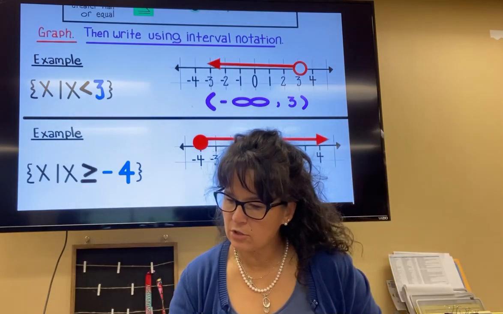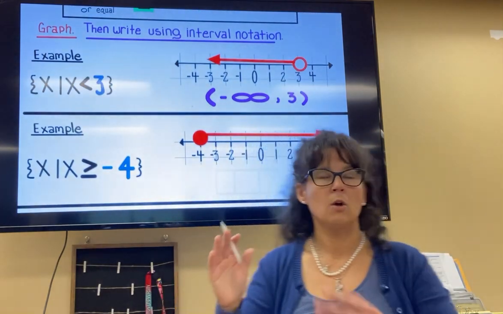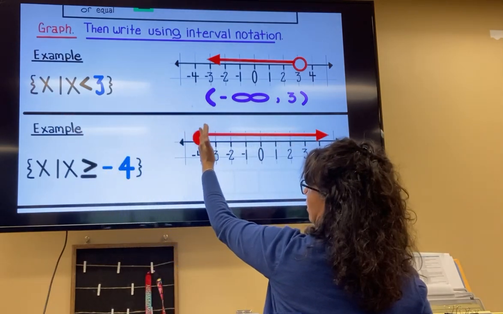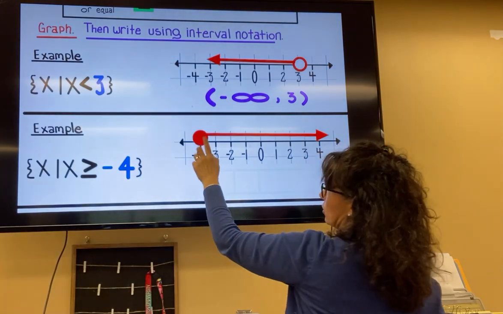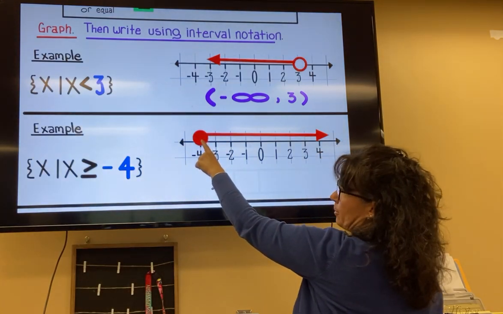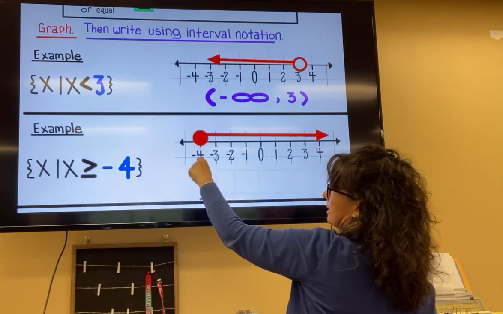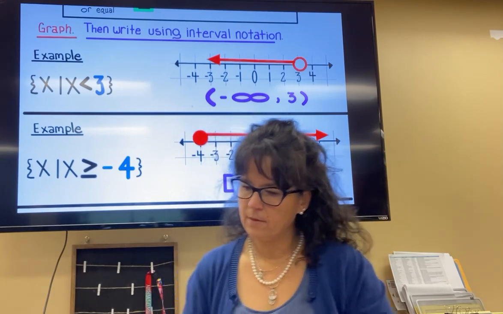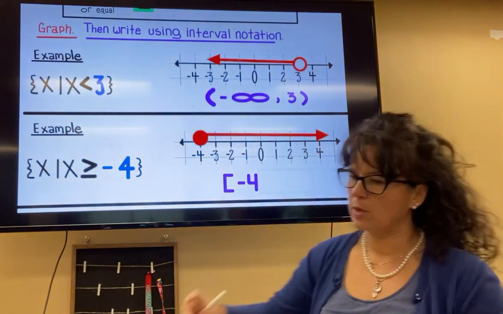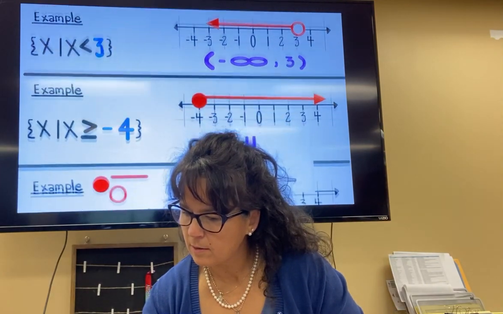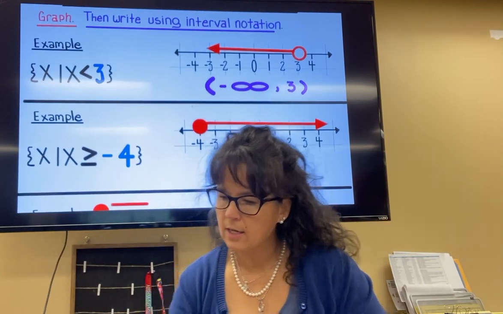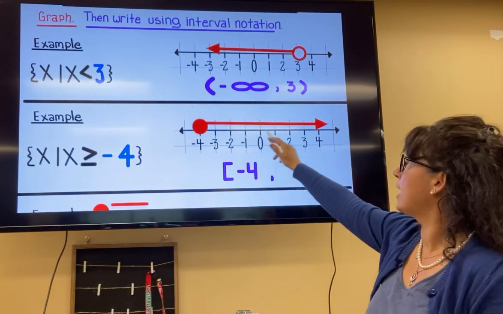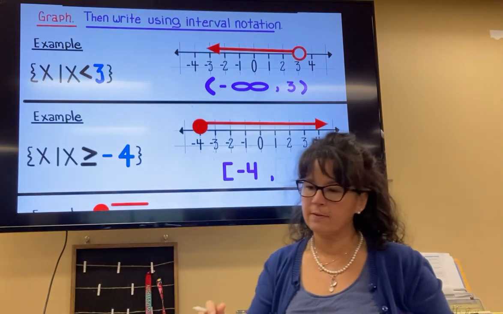Now when I turn that into set notation, we're going to read it from left to right. The first thing we come to is -4, and it's a solid dot. So the symbol that goes with the solid dot is a bracket. So we're going to have bracket -4. And then through, so we go comma. And then we're going forever to the right. And so the symbol that is forever to the right is positive infinity.